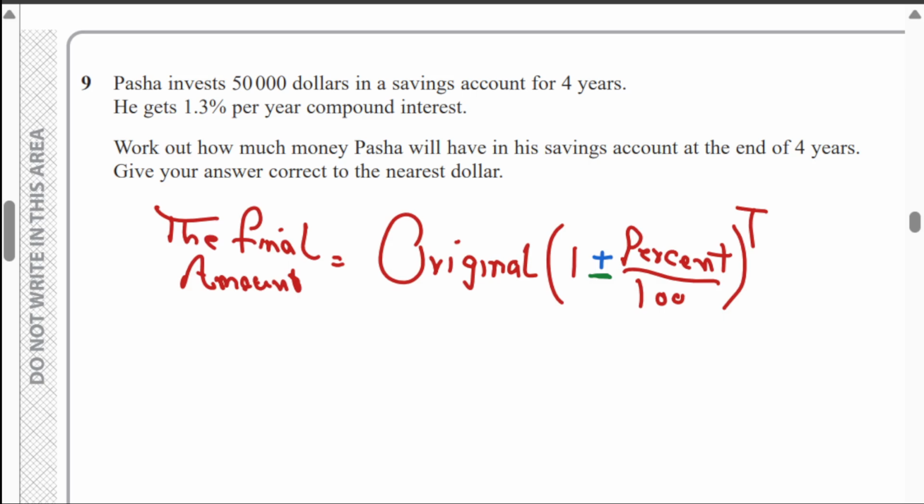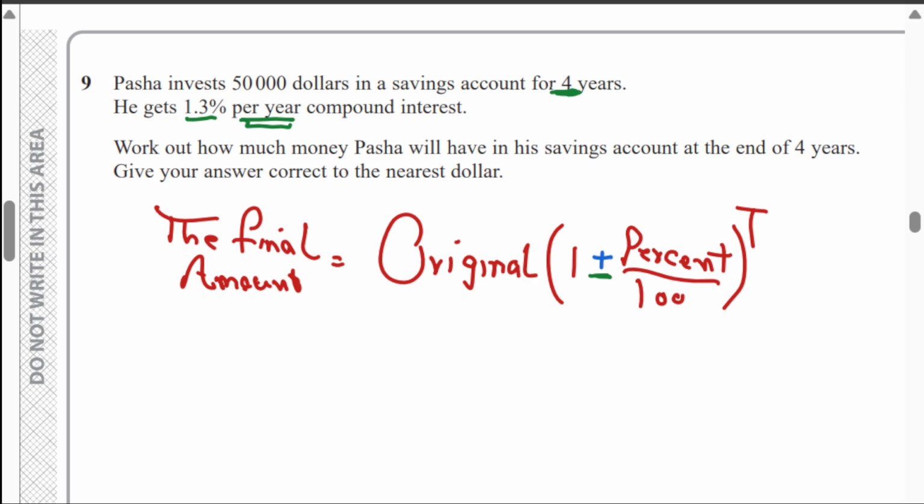Question 9 is 3 marks, compound interest. This is where everyone gets the mistake. Now look, let's read the question. The question says Pasha invests $50,000 in a saving account for 4 years. This is important. He gets 1.3% per year compound interest. Work out how much money will be in his account after 4 years.